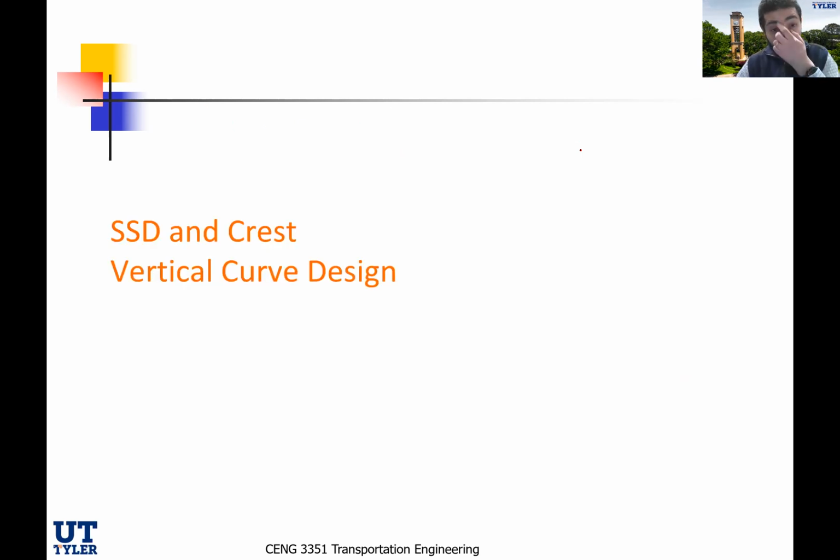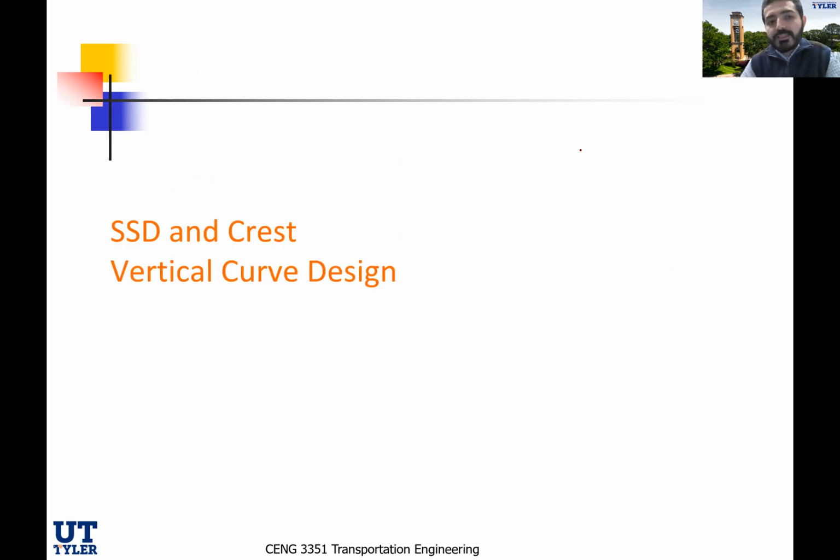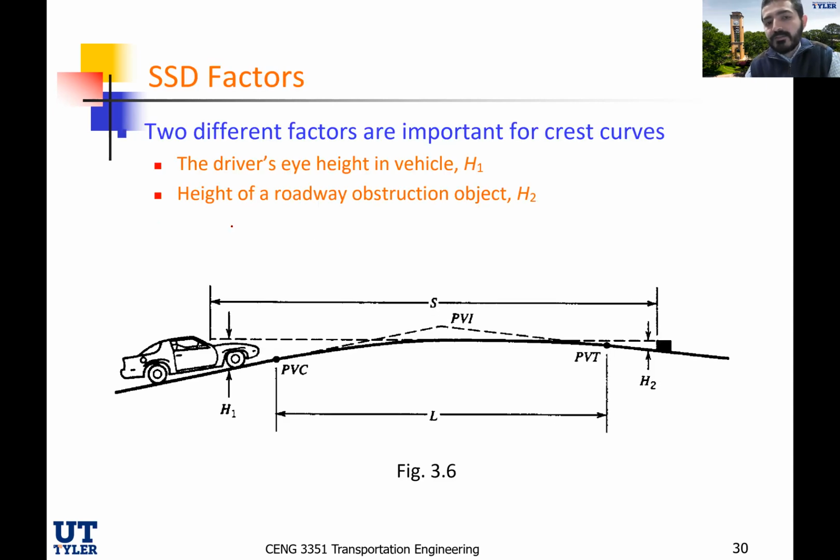All right, let's talk now about the stopping sight distance and crest vertical curve design. All right, so here, take a look at this. We are going to be designing vertical curves. If they are sag vertical curves, they have their own equations, and if they are crest vertical curves, they have their equations. So let's start with the crest vertical curve. How can we design these? Take a look at this situation.